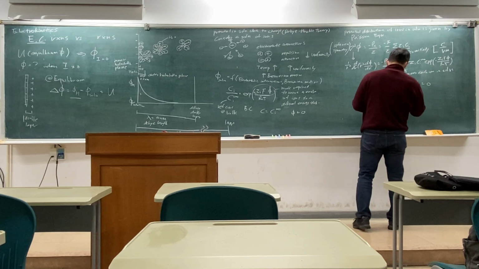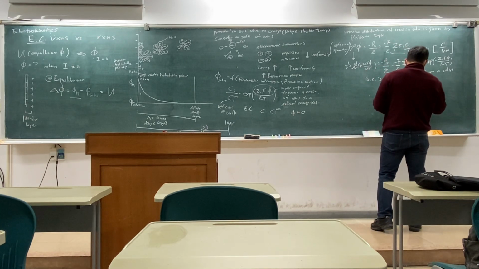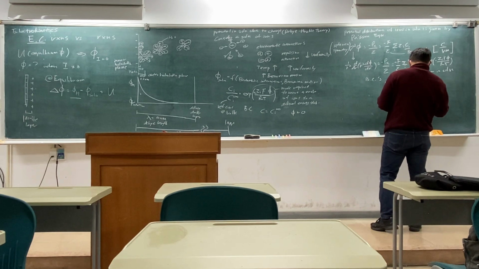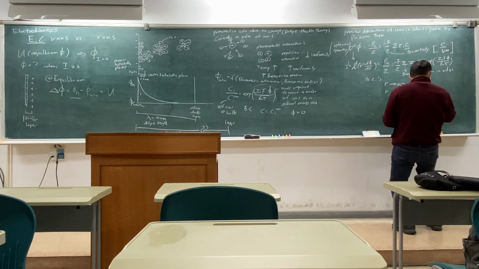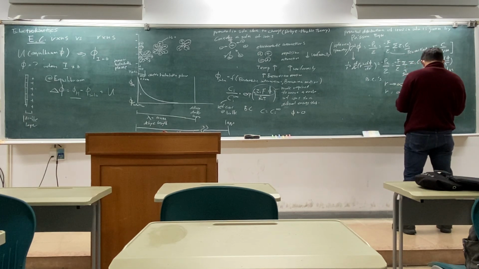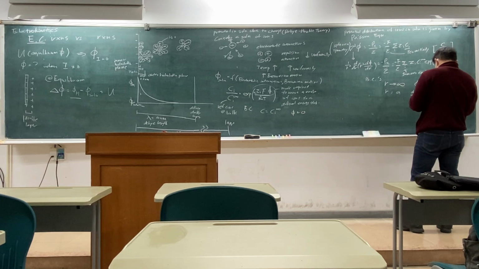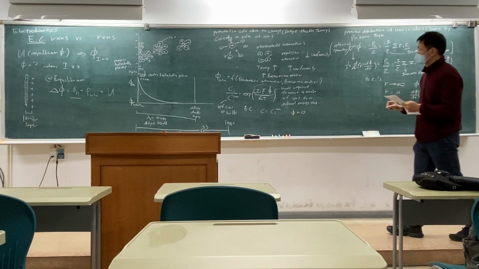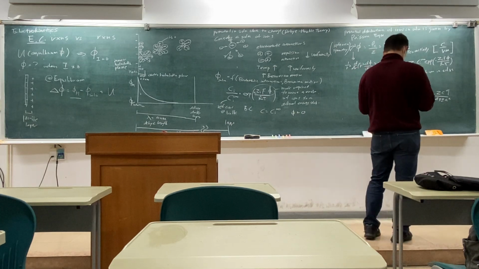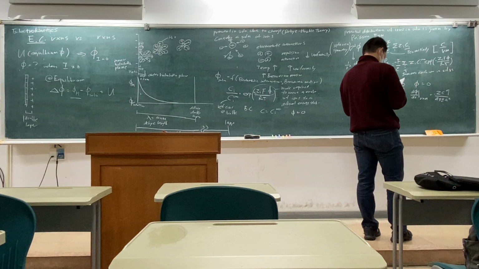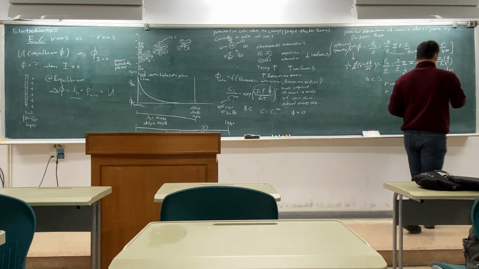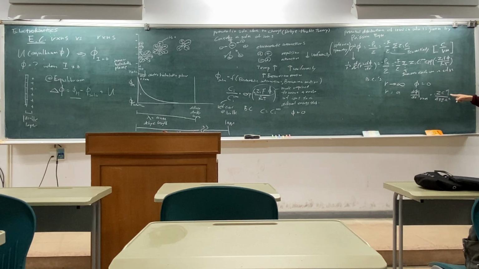So when R is equal to A, the potential at R equal to A is equal to minus Z, C, Q over 4 pi epsilon A squared. So this is the charge density, integrated throughout the volume surrounding the central atom.